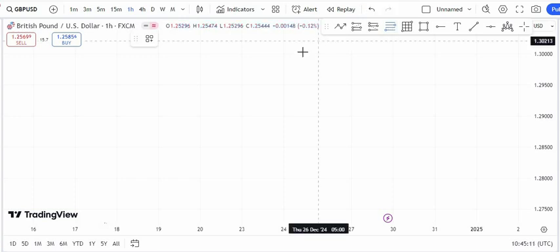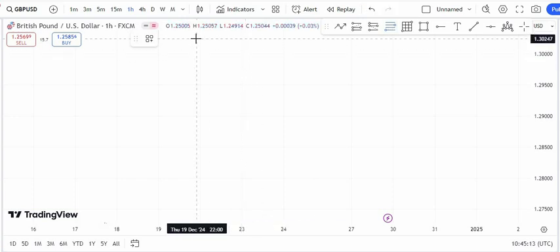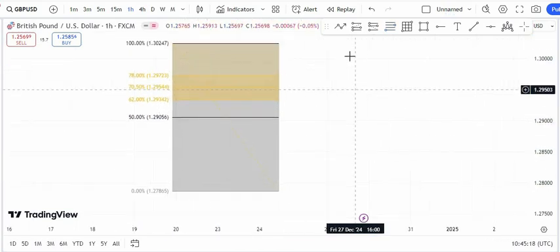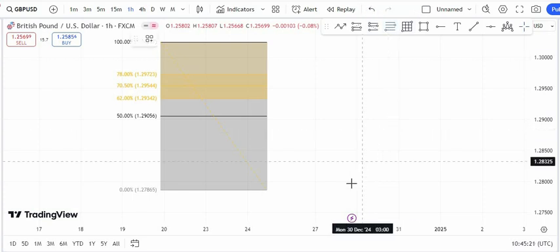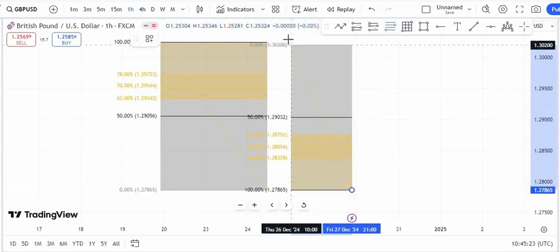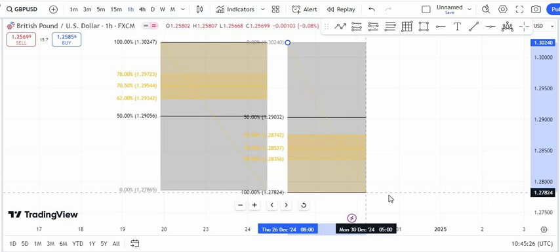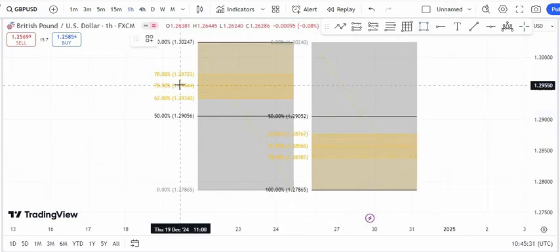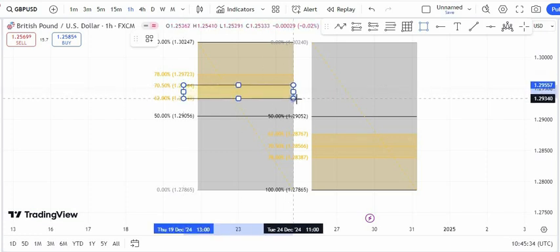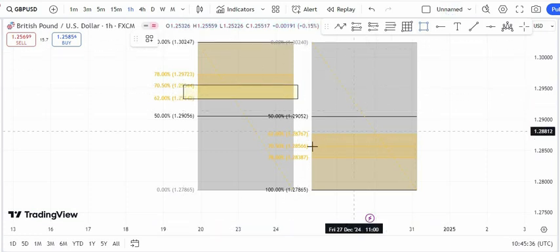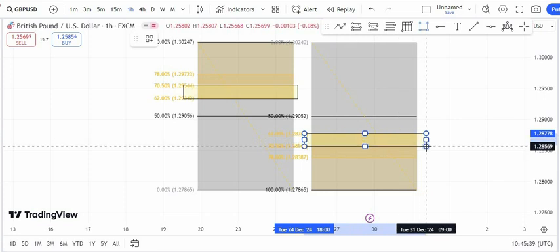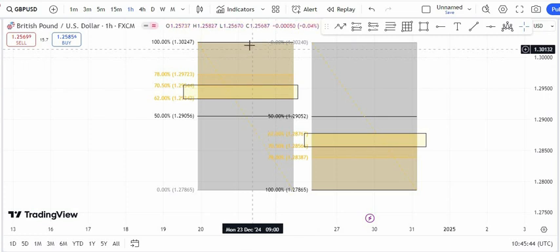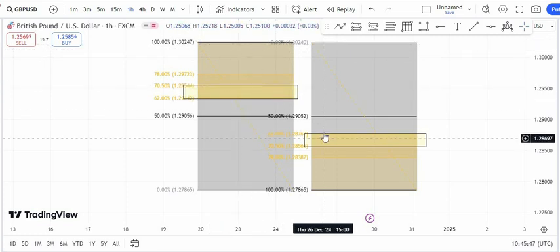Now, Fibonacci is easy as this. If you see that the market is in an overall downtrend, you draw it from top to bottom. If it's in an uptrend, from bottom to the top, right there. Now, this, for example, is resistance, and this is support. These are what I call the golden zone. Remember, this is resistance, this is the support.